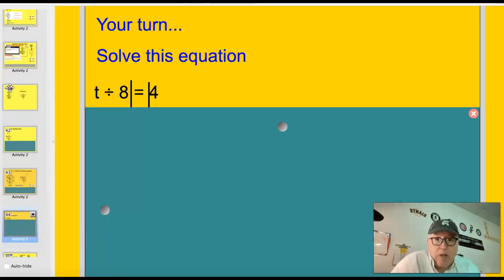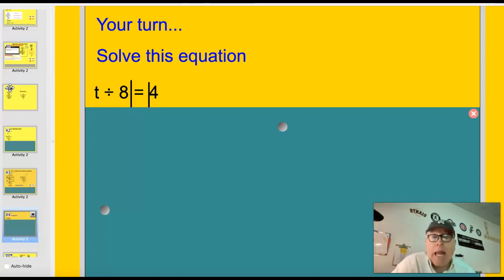All right, let's take a look at another one of these pause problems here. Notice this one, t divided by 8 equals 4. I wrote it with a division symbol. I still want you to turn that around in this pause problem and write it as a fraction. So go ahead and do that, write it as a fraction. All right, go ahead and go through the steps.